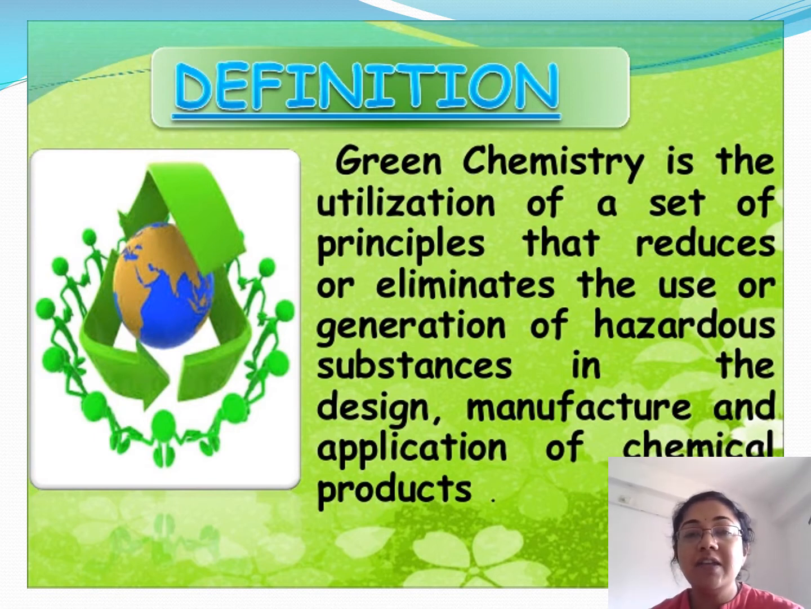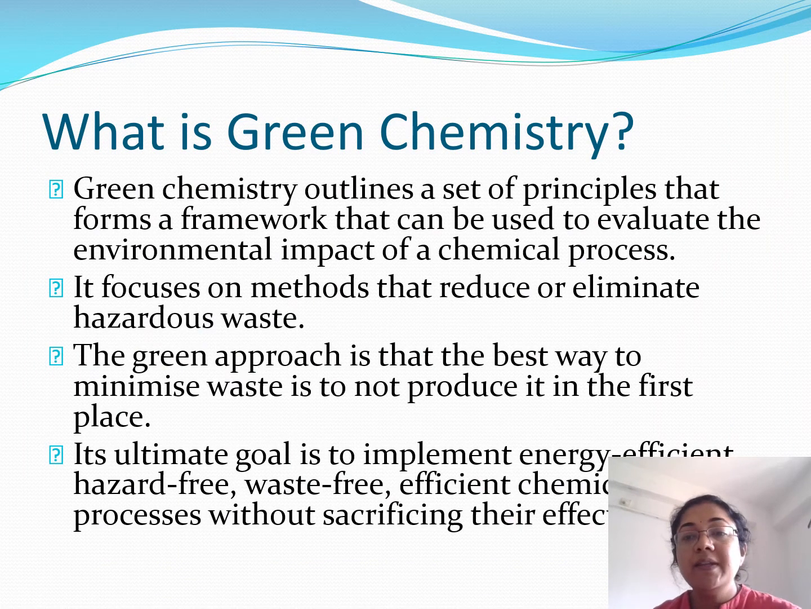So the definition of green chemistry, as you see here, is basically the utilization of a set of principles that reduces or eliminates the generation of hazardous substances in the design, manufacture, and application of chemical products. So basically, green chemistry is a set of principles, right? So green chemistry outlines a set of principles that forms a framework that can be used to evaluate the environmental impact of a chemical process.